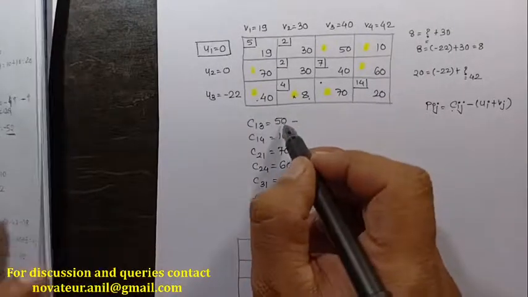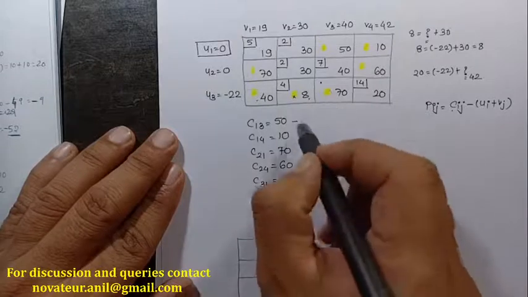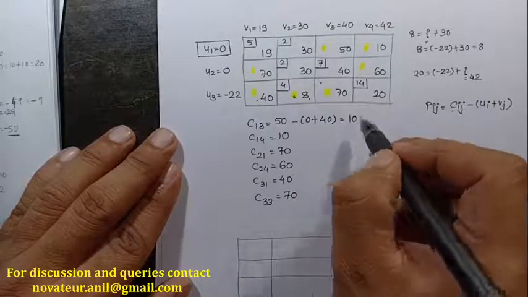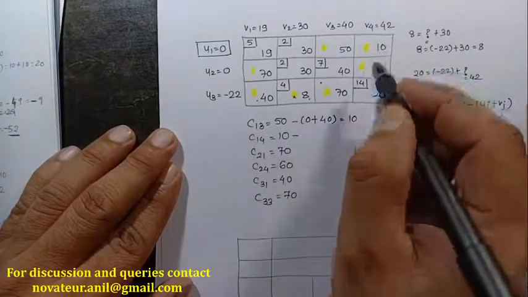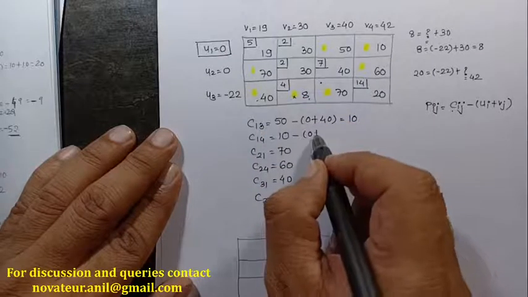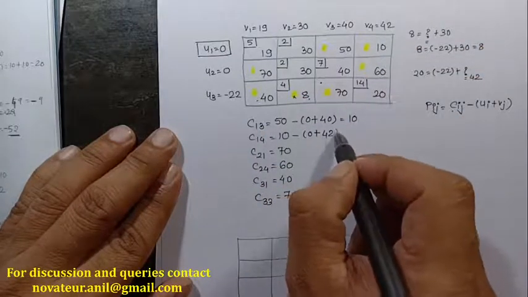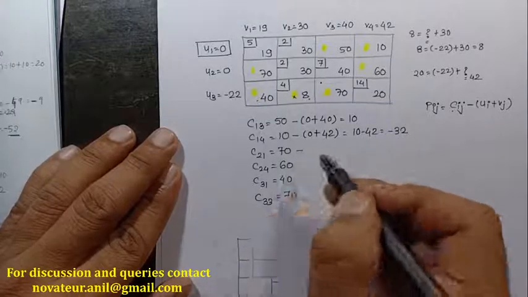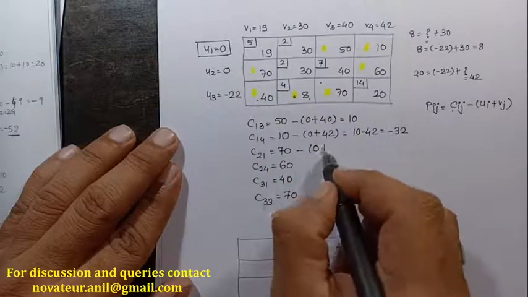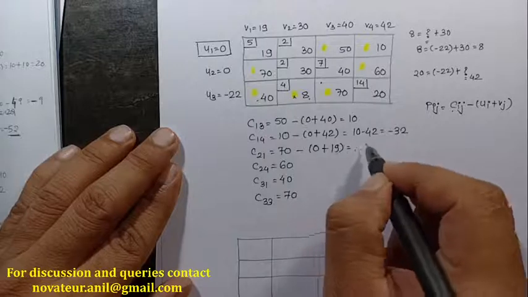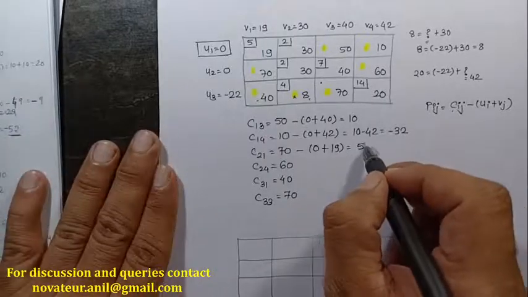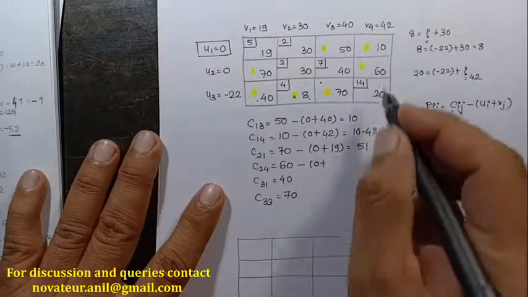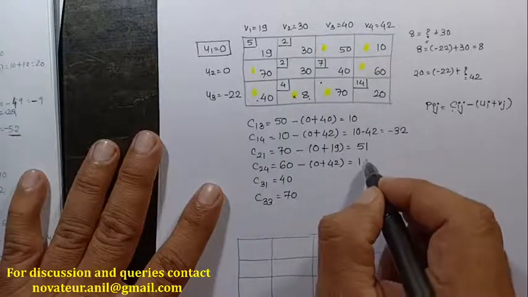What is ui for 50? Here ui is 0 plus adjacent, this is 40. Again there will be no change, the answer is 10. For this 1, 4, u is 0 plus this is 42, so this is nothing but 10 minus 42, answer is minus 32. For 70, 2, 1, u value is 0 and v value is 19, so that is nothing but 70 minus 19, answer will be 51. This is 2, 4, 60, adjacent u value is 0 plus v value is 42, the answer will be 18.